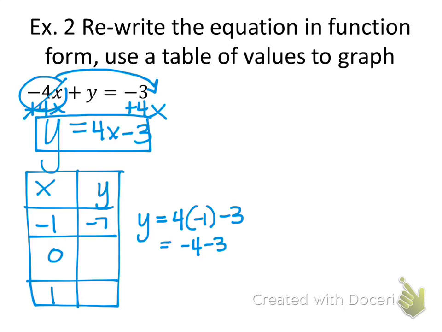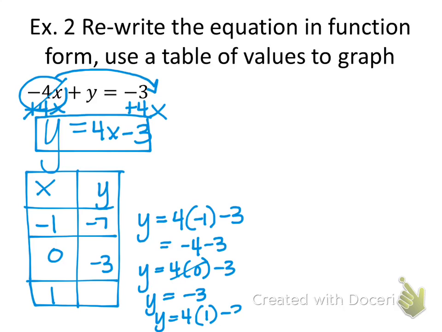-7. Very good. Okay. Next one, let's plug in 0. Y equals 4 times 0 minus 3. What's 4 times 0? 0. So what does y equal? -3. Okay, next one. Y equals 4 times 1 minus 3. What's 4 times 1? 4. 4 minus 3 is 1.